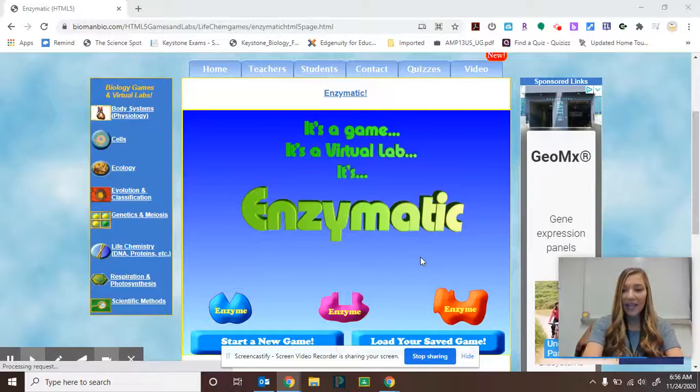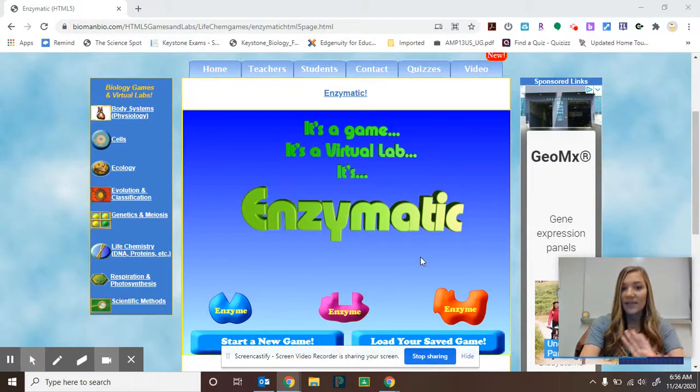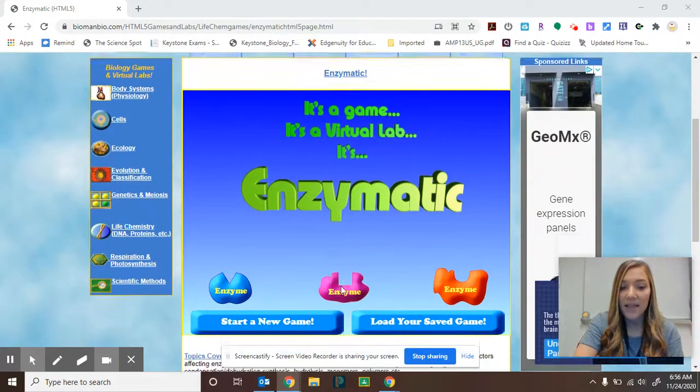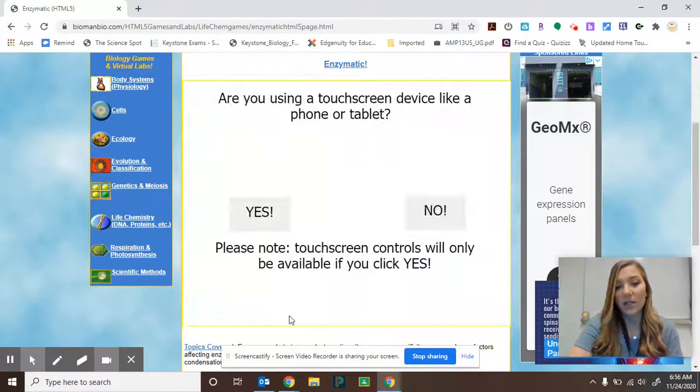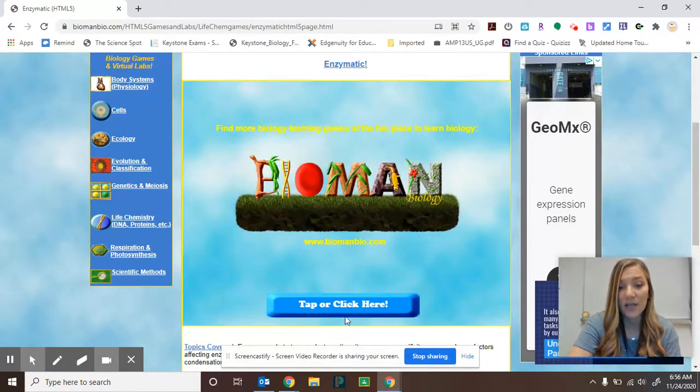Hi guys, I am going to show you this kind of virtual lab game thing about enzymes in case you're struggling with it on your computer. If you take a look, it's called Enzymatic. I'm going to click start a new game. I don't have an iPad, so I'm going to do this on my computer and say no touch screen.